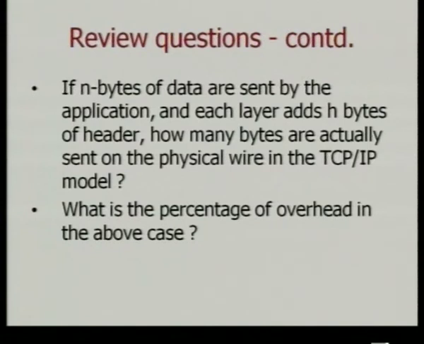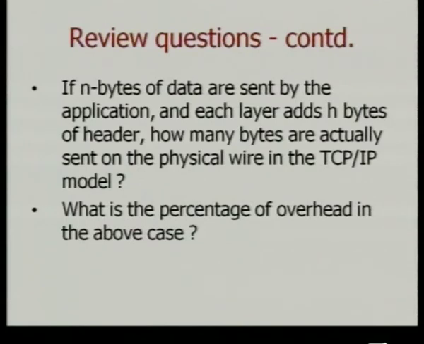And I'll give you another question where you need to do a little bit more thinking. Let's say, for instance, I have n bytes of data being sent by an application and each layer adds h bytes of header. How many bytes are actually sent on the physical wire in the TCP/IP model? And in this case, what is the percentage of overhead which is introduced because of the addition of the various header bytes by the layers? These are two questions which I would like you to think about, and if you are able to answer these questions, you would have understood the concepts that we have been looking at today.